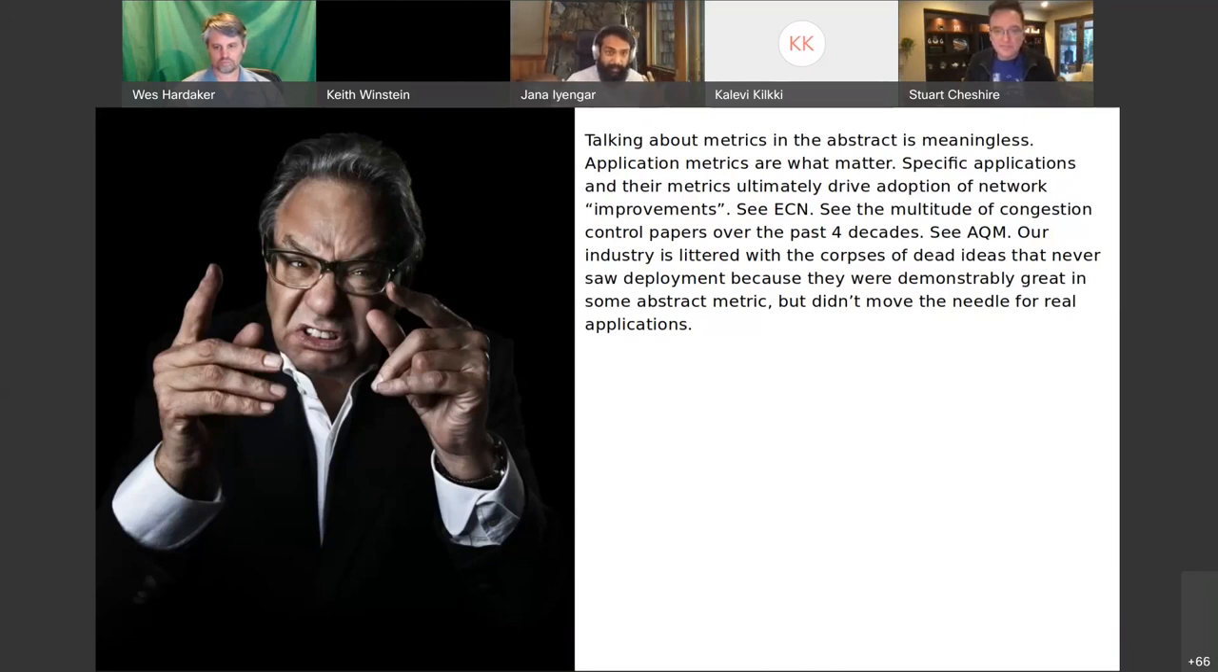That application metrics are ultimately what matter. Specific applications and their metrics ultimately drive deployment of anything in the network. Look at a whole bunch of examples: ECN, AQM, congestion control. All of these were demonstrably great in some abstract metric, but didn't move the needle for real applications.